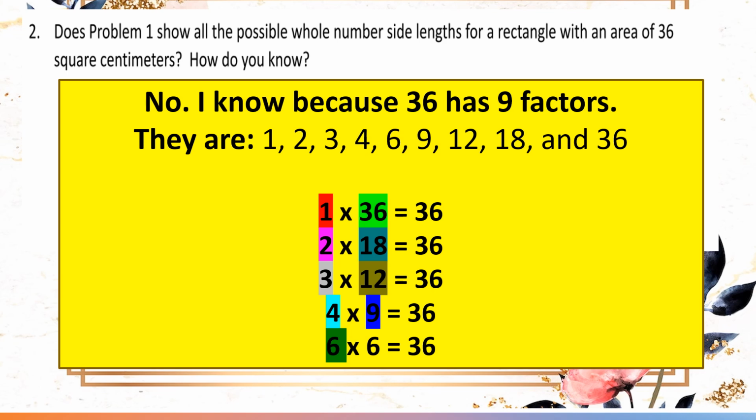Now notice all of the factors are highlighted in a different color so that you can see that all 9 factors are listed. You may want to pause your video so that you can write these equations down showing the factors of 36.